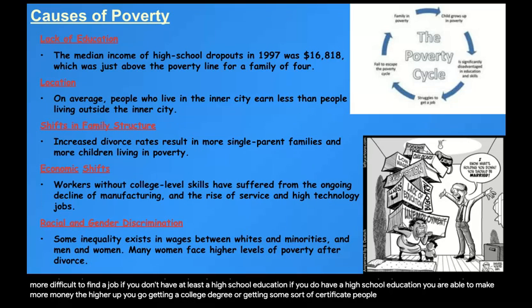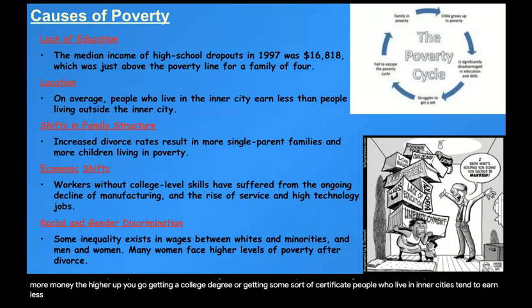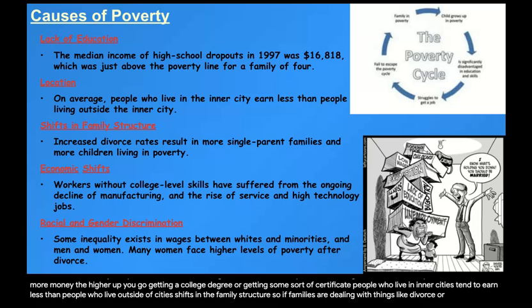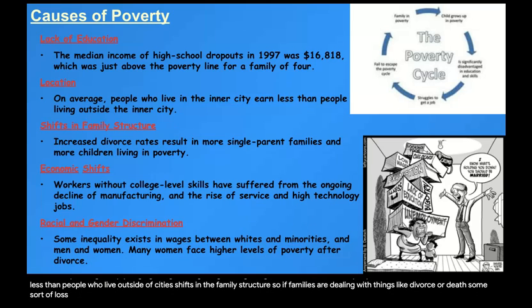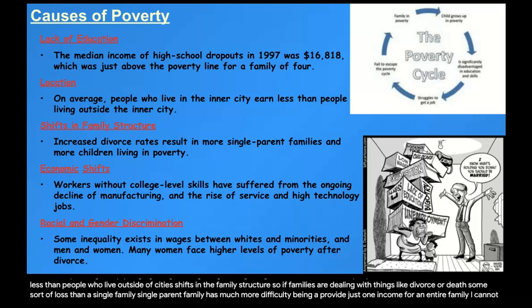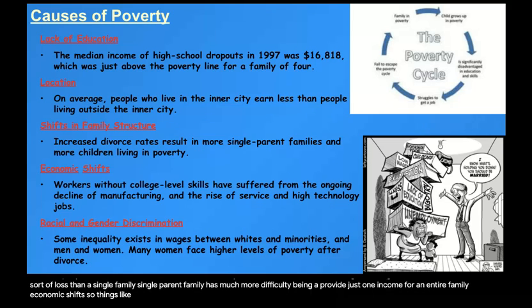Location: people who live in inner cities tend to earn less than people who live outside of cities. Shifts in the family structure: if families are dealing with things like divorce or death, some sort of loss, then a single parent family has much more difficulty being able to provide just one income for an entire family. Economic shifts: things like COVID, which are causing mass economic shifts right now, cause a lot of people to deal with poverty. And then, of course, racial and gender discrimination.